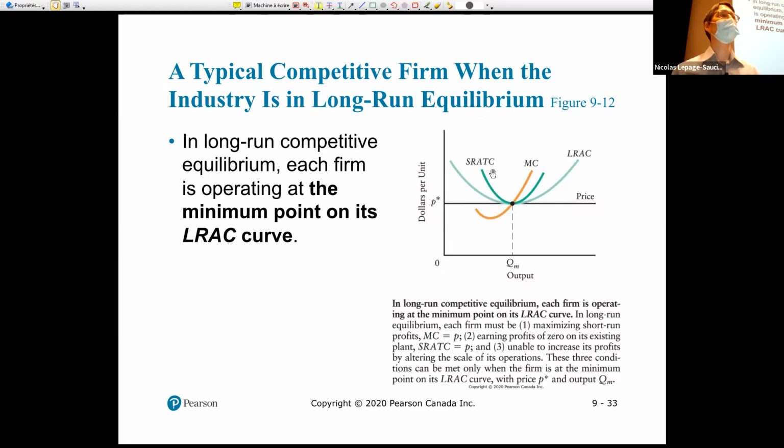Of course, that's temporary. Things change, technology changes, opportunities change. But that's what would happen in the very long run.